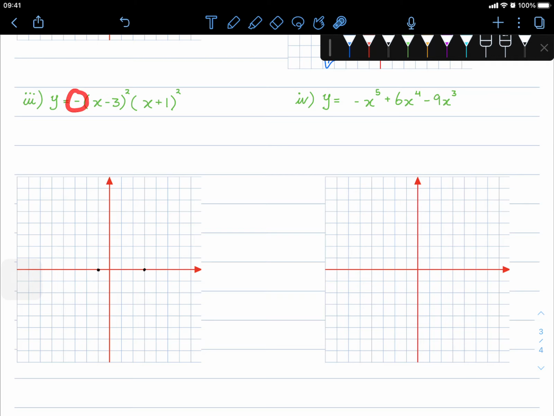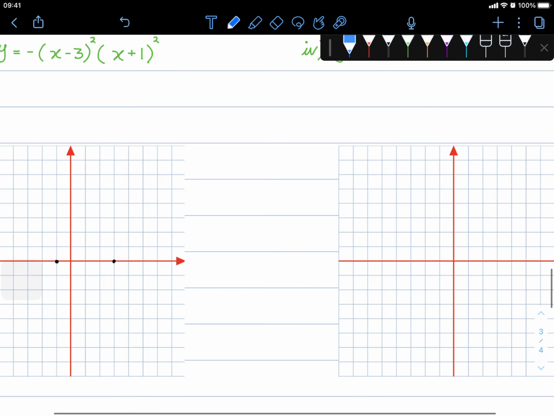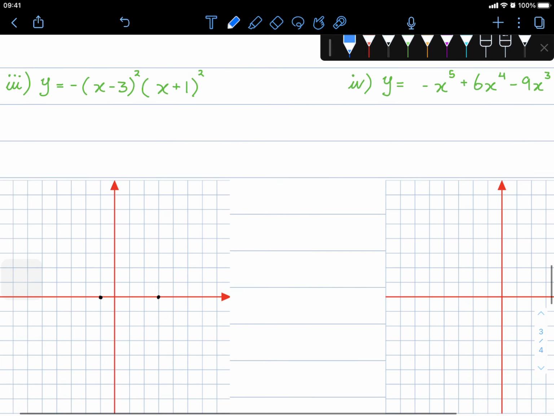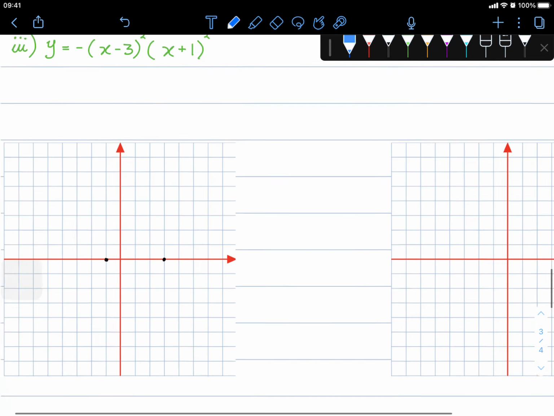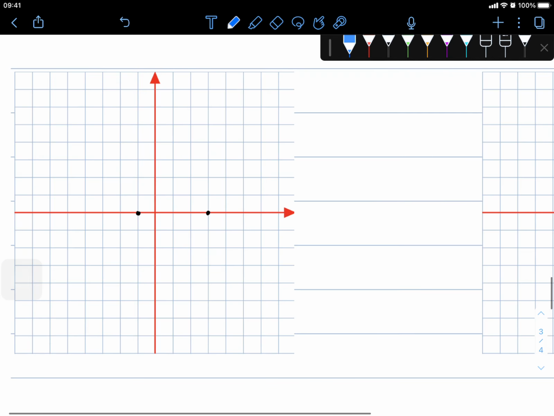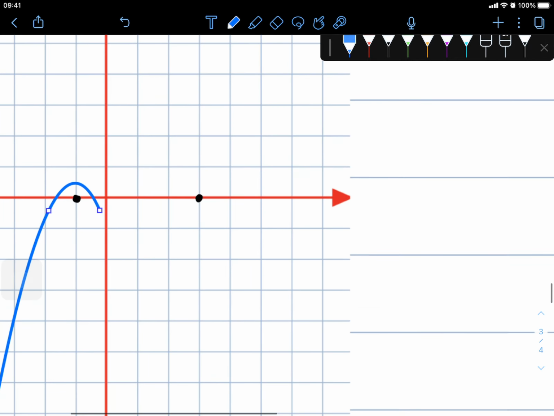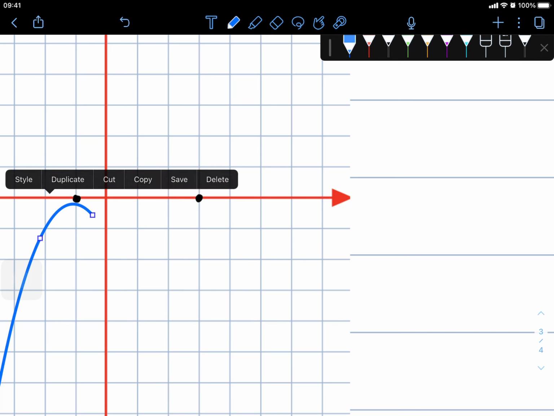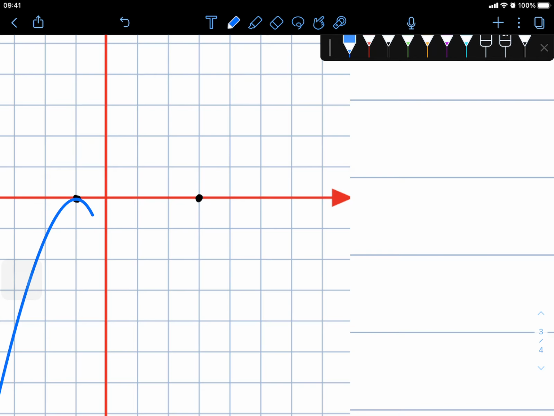But because it is a quartic, it should have, well, actually I've kind of drawn it already for you. It should look something like that. So we know that there are turning points at +3 and -1. So it should look, I'm trying to make it as neat as possible for you here, like this, and like this.